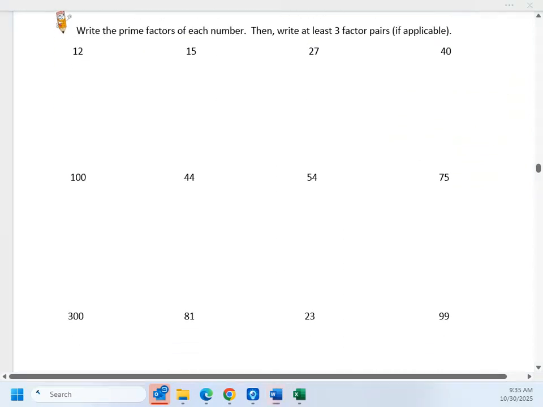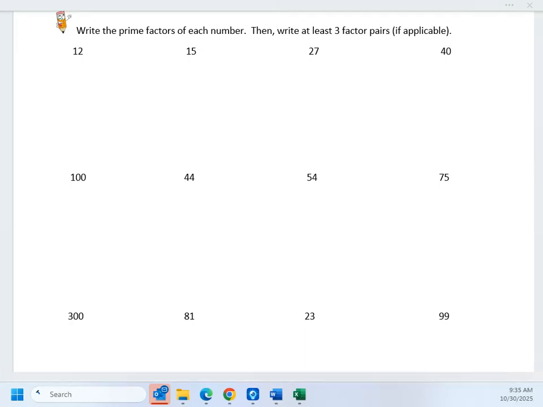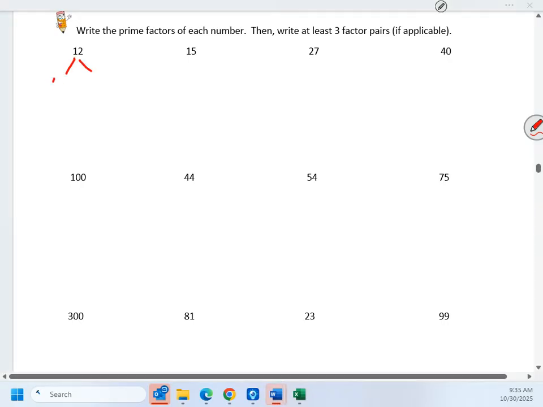Write the prime factors of each number, then write at least 3 factor pairs if applicable. And I'll show you what that means. Our first number is 12. I want to break it down into factor buddies, that if I multiply them together, I get 12. Who can tell me factor buddies that would equal 12? Shantrea? 4 and 3. 4 and 3. If I multiply 4 times 3, it will equal 12.